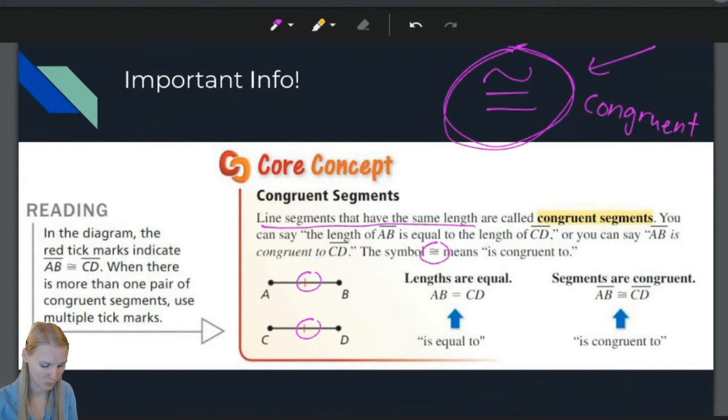So, when there is more than one pair of congruent segments, you'll use multiple tick marks. So instead of just having one here and one here, we have 2 here and 2 here, something like that. Also, these tick marks are going to be here for every chapter from here on out. So please remember what those tick marks mean. We're going to use them for the rest of the year. Okay, so now, what are congruent segments? Segments that have the same length. Line segments that have the same length are congruent segments.